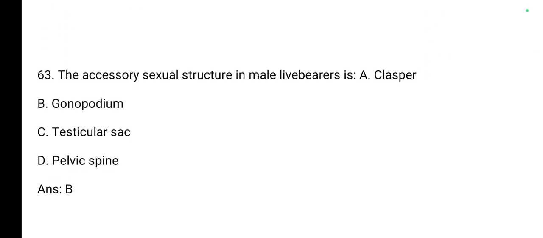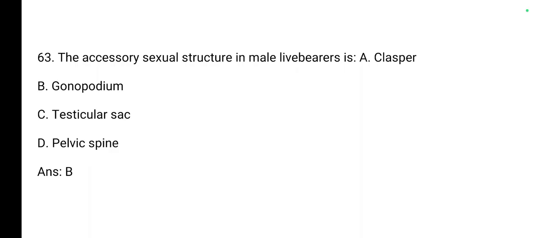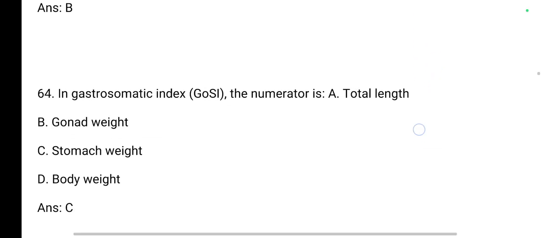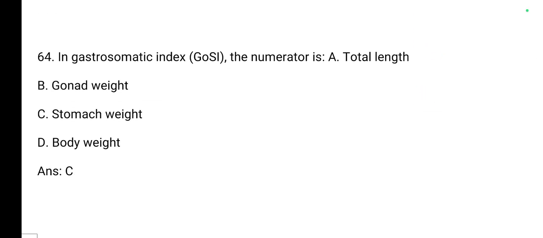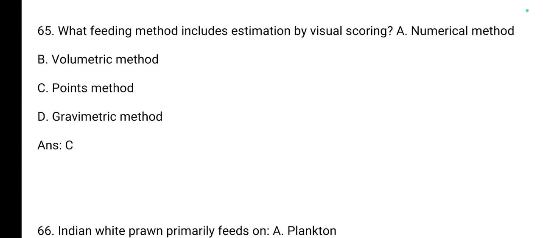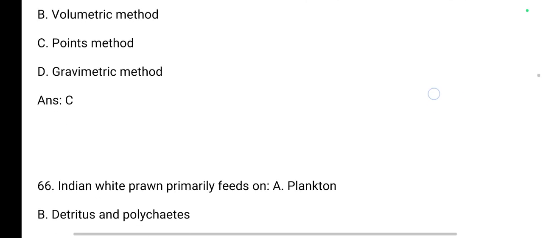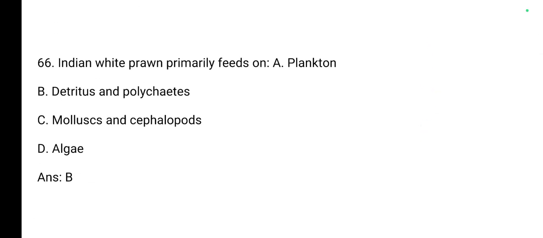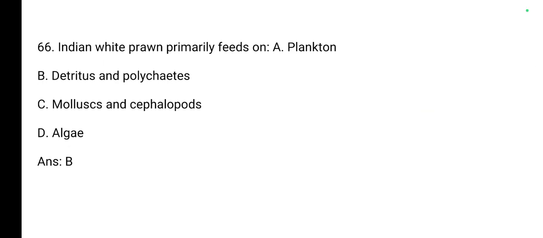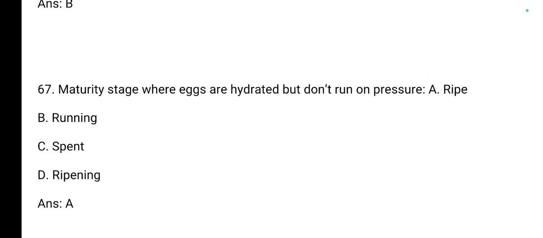The accessory sexual structure in male live bearer is, so it is gonopodium. In gastrosomatic index, the numerator is, so it is stomach weight. What feeding method includes estimation by visual scoring? So the answer will be points method. Indian white prawn primarily feeds on, so they feed on detritus and polychaetes.